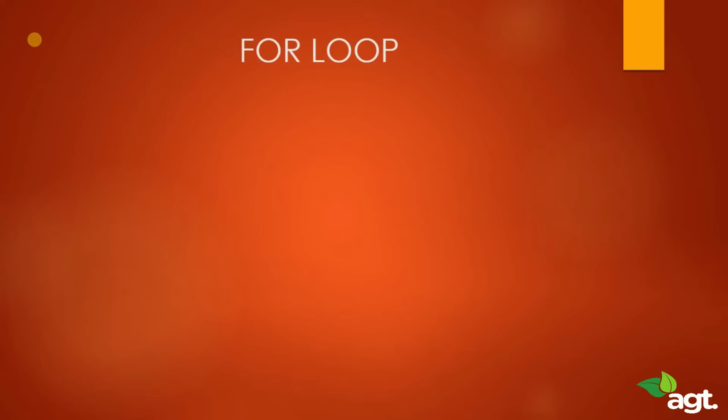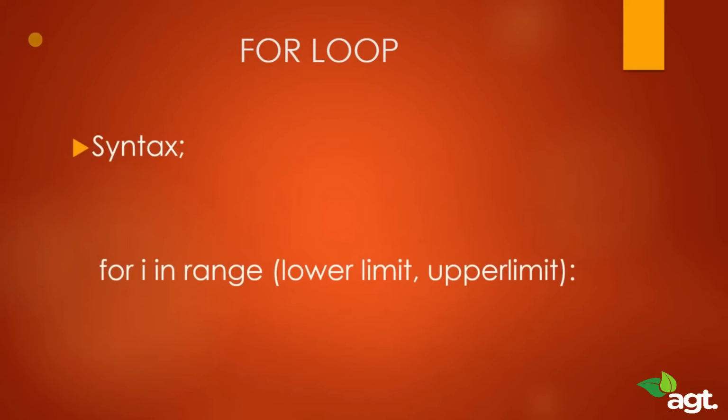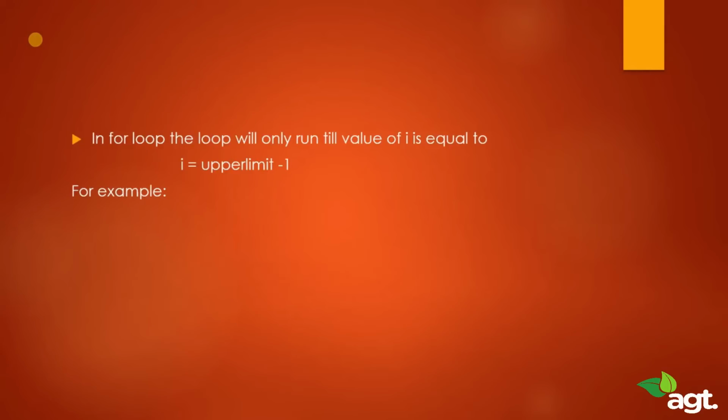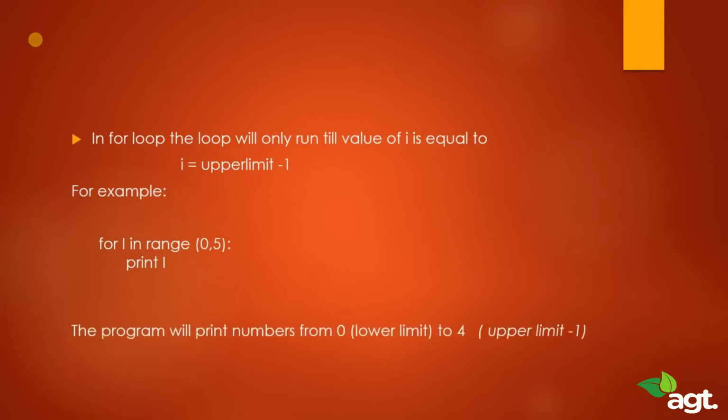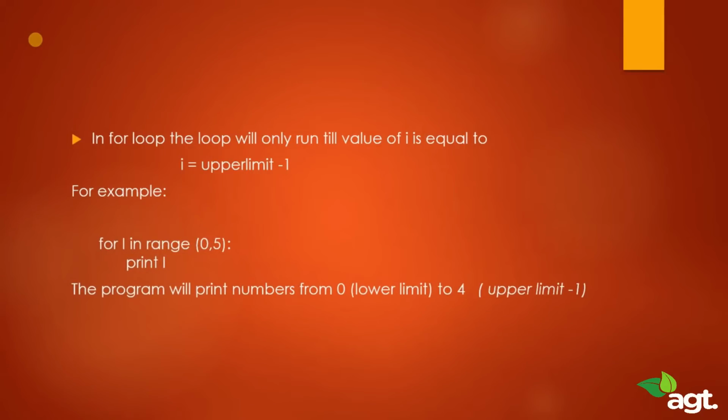So in this lecture we will be dealing with for loops. First of all we need to understand the syntax. So here's the syntax. For i in range, brackets, lower limit to upper limit, a colon, and the loop body. This is the basic syntax of our for loop. I'll explain this better with an example. For i in range 0 to 5, print i.